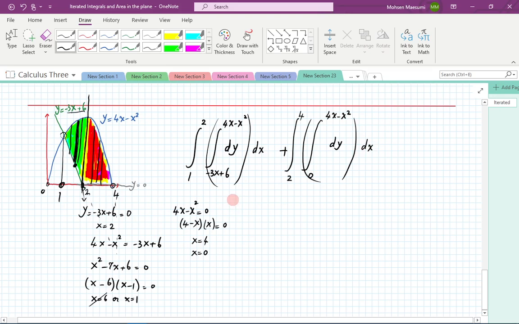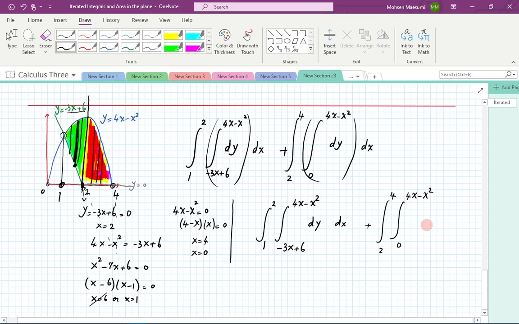So of course the formula is not written with so many parentheses, it's already crowded, so we have to understand what is meant by this. Minus 3x plus 6 to 4x minus x squared. This is going dy first, dx, and the second piece going from 2 to 4. Inner integral is from 0 to 4x minus x squared. This one goes dy and then dx. So that is the area.